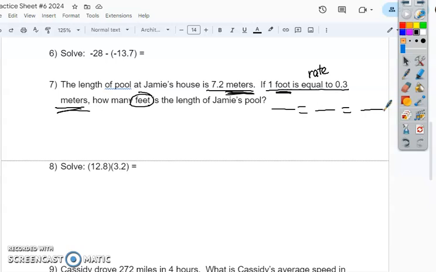Now, when you do this, remember, let me show you how we're setting it up. I would do feet and meters. These numbers should go right here. Okay? Those numbers should go right here. And then I will have 7.2 meters. Okay? And then I'm looking for feet, so that will go right there. I will tell you, you're going to end up dividing by 0.3, so make sure you move your decimal. Okay?